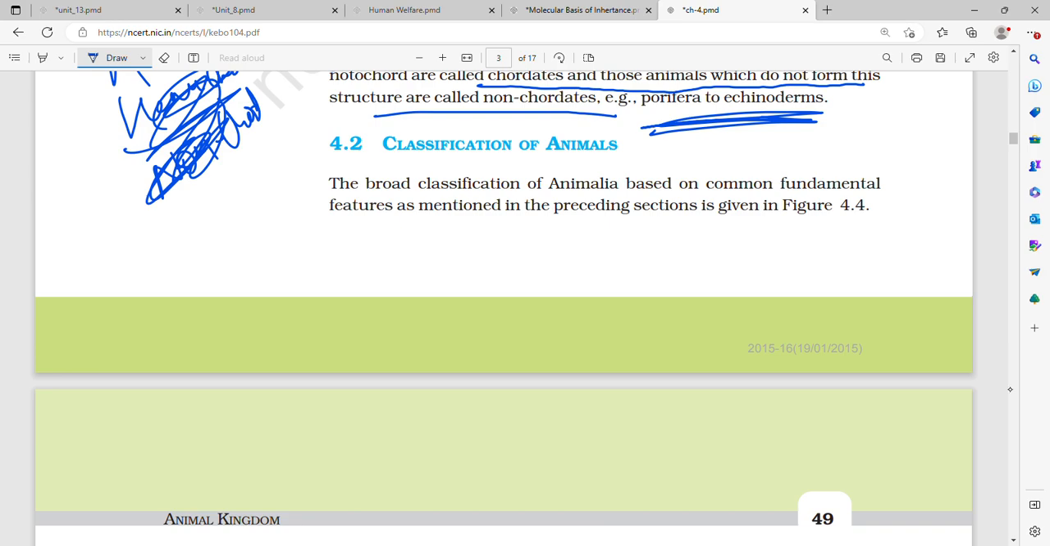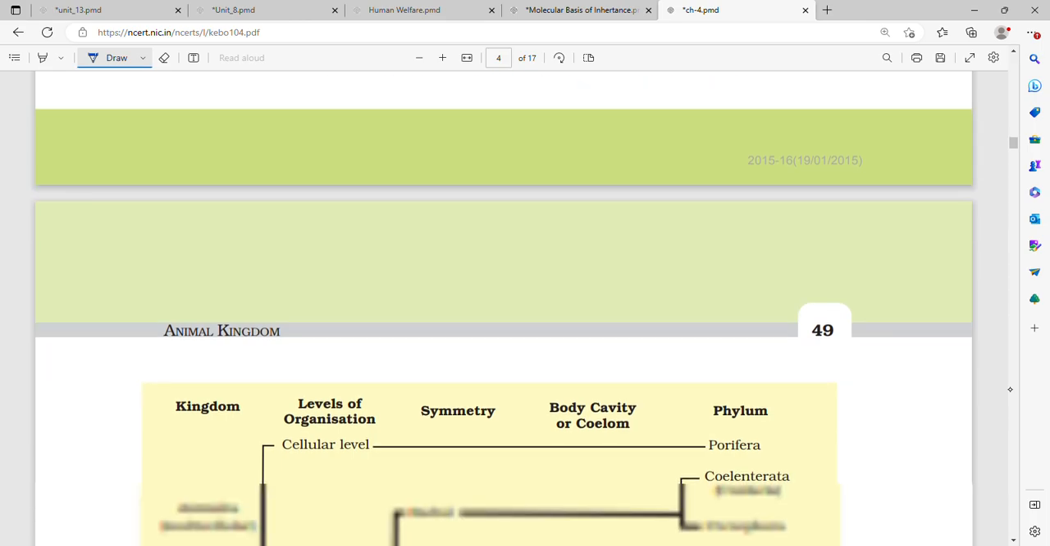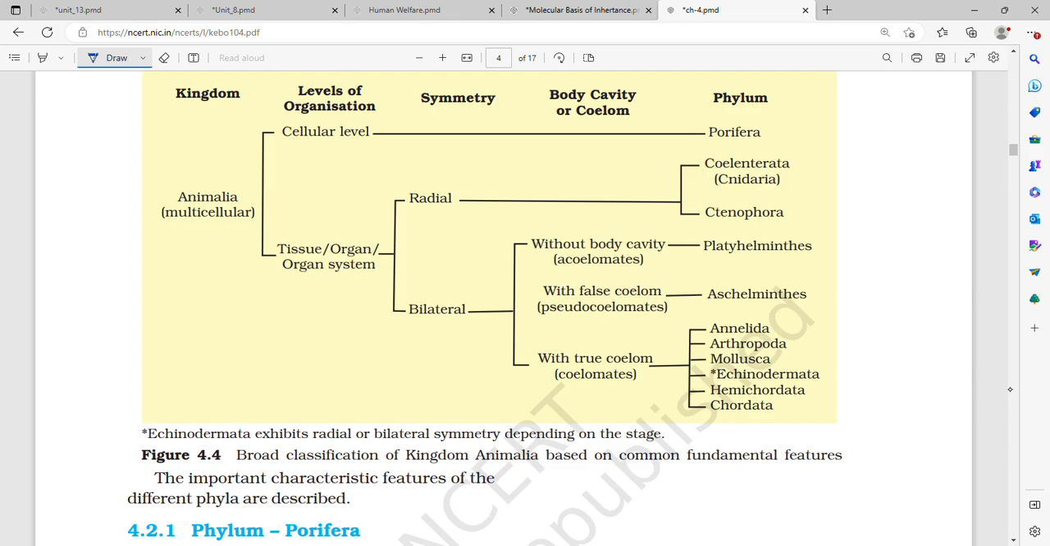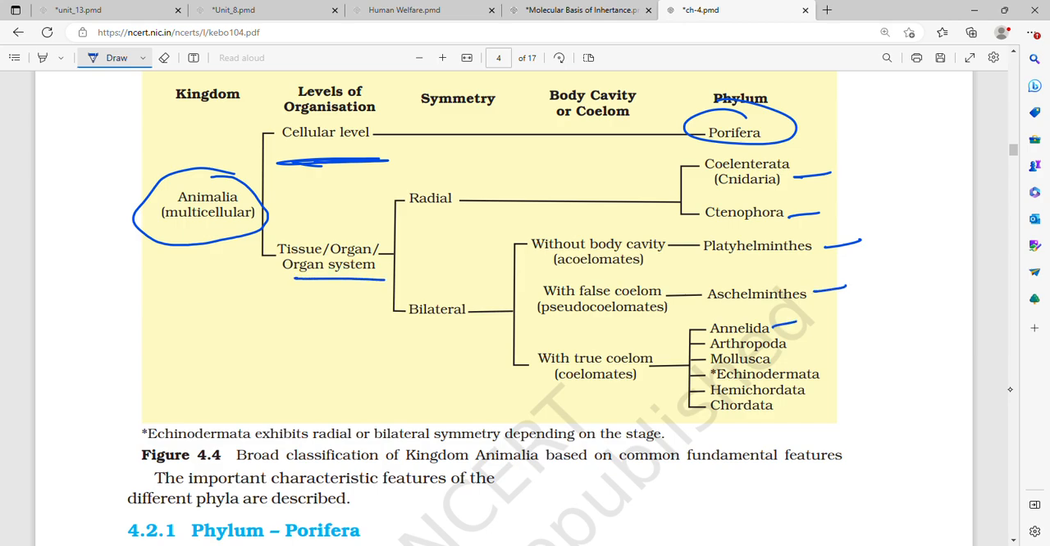Classification of animals. Broad classification of Animalia based on fundamental features mentioned in the preceding section, figure 4.4. So, kingdom Animalia, multicellular, eukaryotic. Levels of organization: cellular level of organization is Porifera, then tissue level of organization is Coelenterata and Ctenophora, organ level of organization is Platyhelminthes, organ system level of organization is Aschelminthes, Annelida, Arthropoda, Mollusca, Echinodermata, Hemichordata and Chordata. Then radially symmetrical is Coelenterata or Cnidaria and Ctenophora and adult Echinodermata.